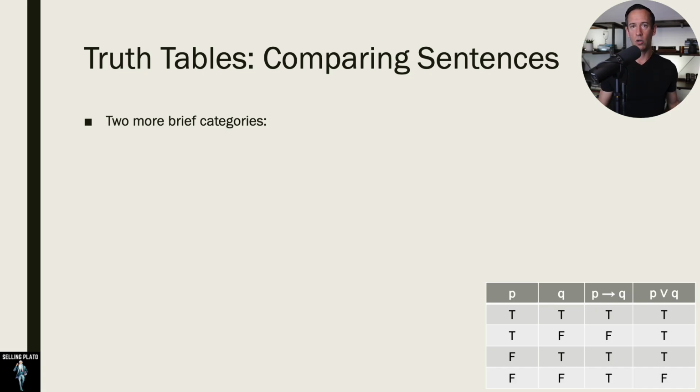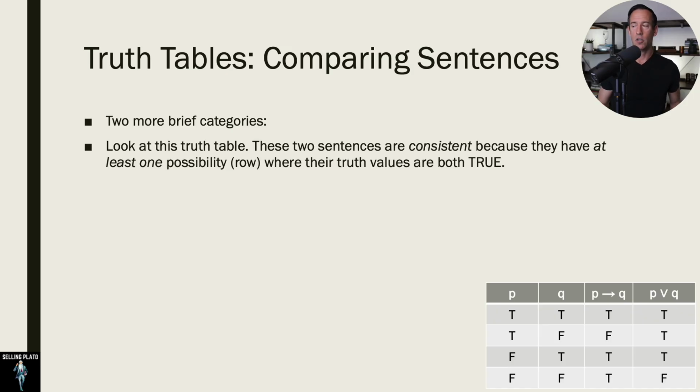A couple more categories that we have to get under our belt before we move on. So again, look at this truth table. This is going to be different from the previous two. These two sentences are consistent. That's another category that we want to talk about. And remember, consistency is a category that applies to more than one sentence, not just one sentence. It may seem obvious, but I want to really restate that one sentence is consistent with another sentence. So those two sentences there are going to be consistent.